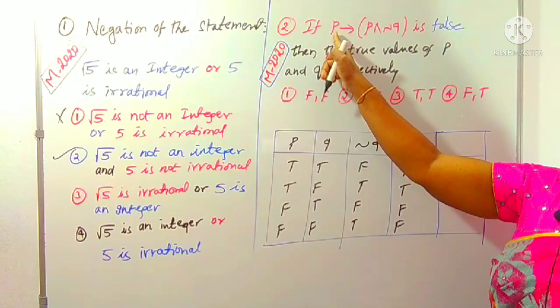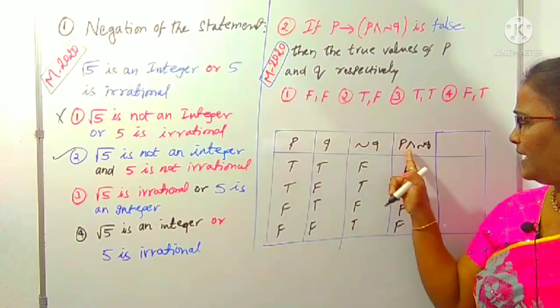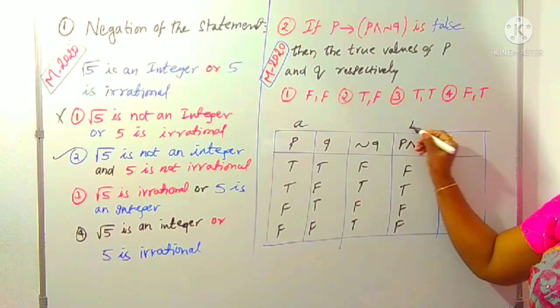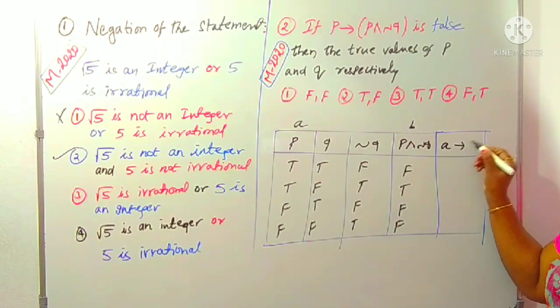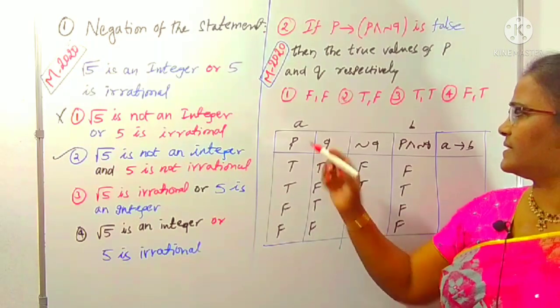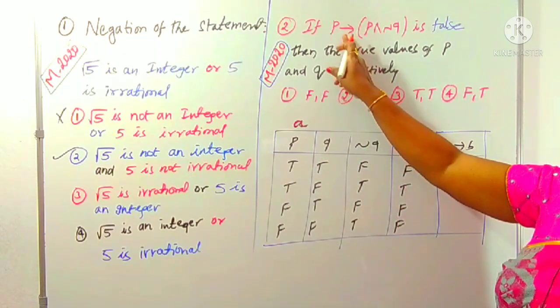And what is there here? P with implies this one. We have to use implies between P and this one. So suppose we take this as A and this as B. We want A implies B. Is it clear? For our convenience, I have taken this as A and this as B. Between A and B, we are using implies.